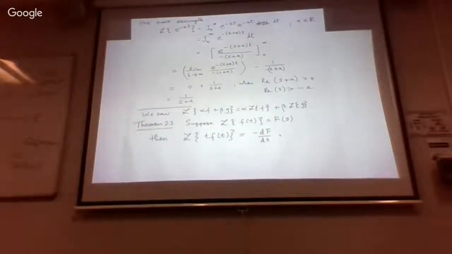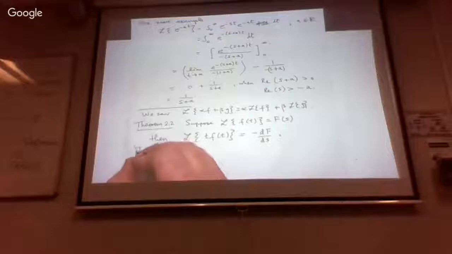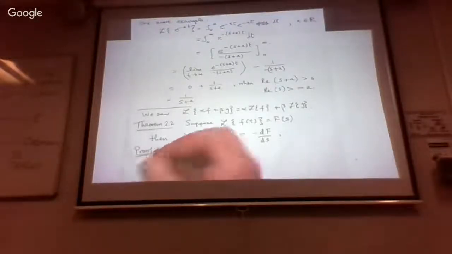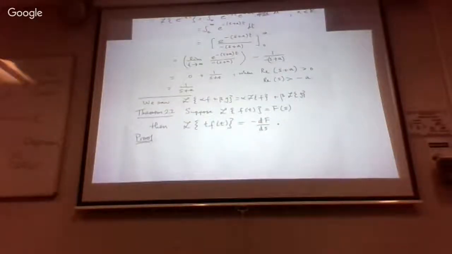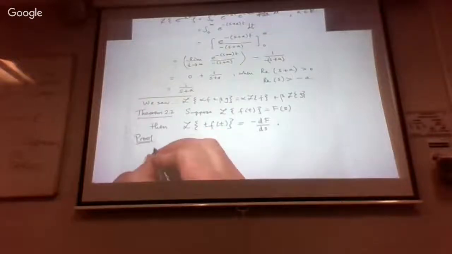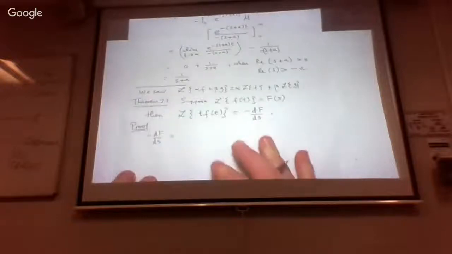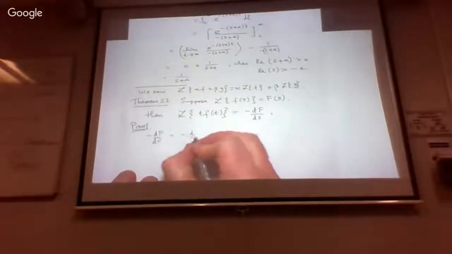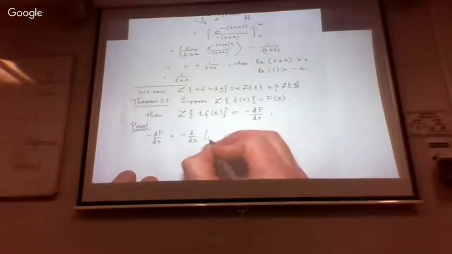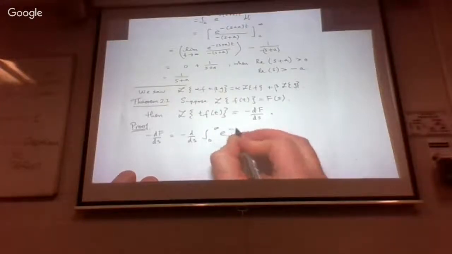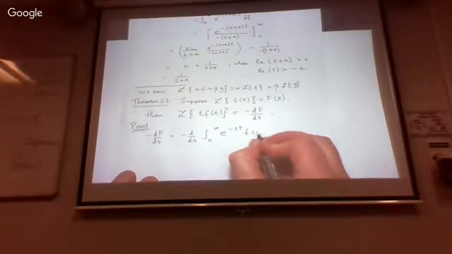So I can just apply this result to generate those Laplace transforms. We'll see quite a good application of this result once we know it's true, once we've proved it with an application of the definition. But we're going to prove this one. We're going to start on the right-hand side. So minus dF/ds. Well, what is F? F is the Laplace transform, which by definition is the integral of e to the minus st times f of t dt.